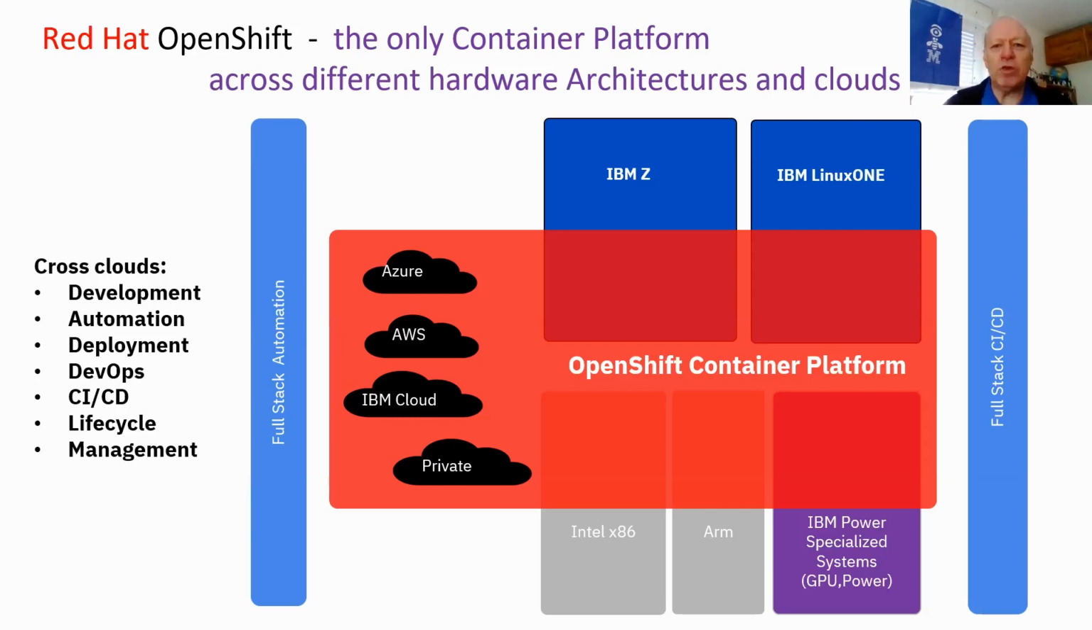So basically, when we're looking at OpenShift Container Platform, it runs on every public cloud. It runs on IBM Z, it runs on IBM LinuxONE, and it runs on Intel, on ARM, on IBM Power. So you have a technology that now can build an umbrella for managing, for automating applications, for automating the life cycle, for automating development and operations, from a full stack automation, as I mentioned here on the left side, to a full stack continuous integration and continuous deployment.